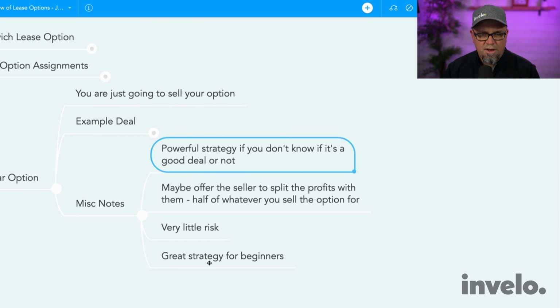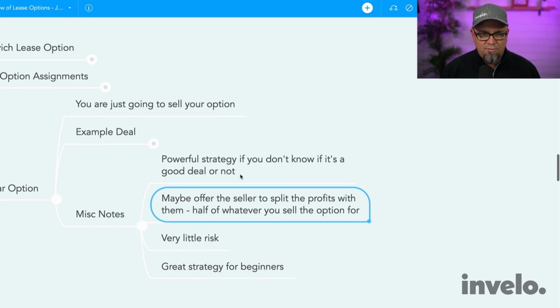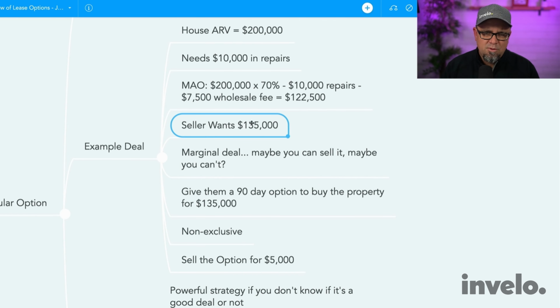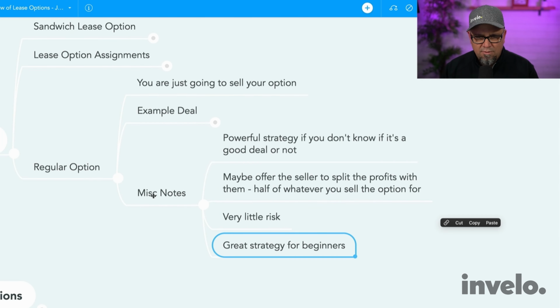This is a powerful strategy if you don't know if it's a good deal or not. Maybe you can even offer the seller to split the profits, or half of whatever you sell the option for. If you say, listen, maybe we can split the profits on this, they might say, all right, well, I might be willing to go down to $122,000. And then you split whatever your option fee is. Very little risk. This is a great strategy for beginners.